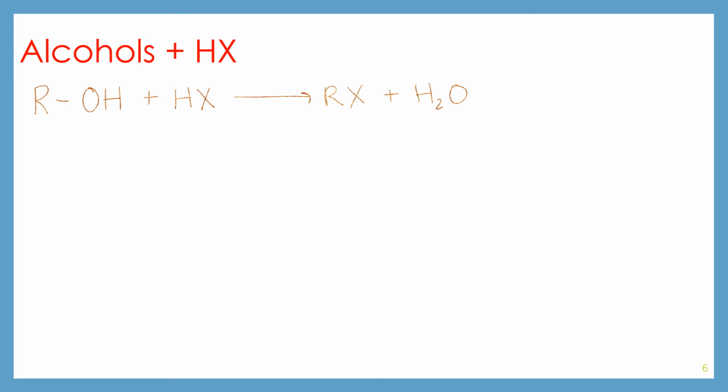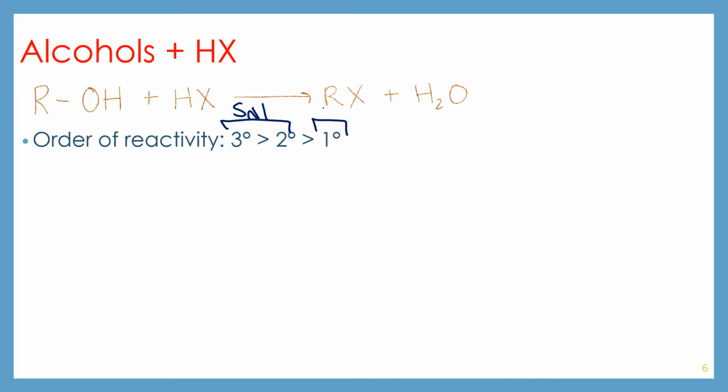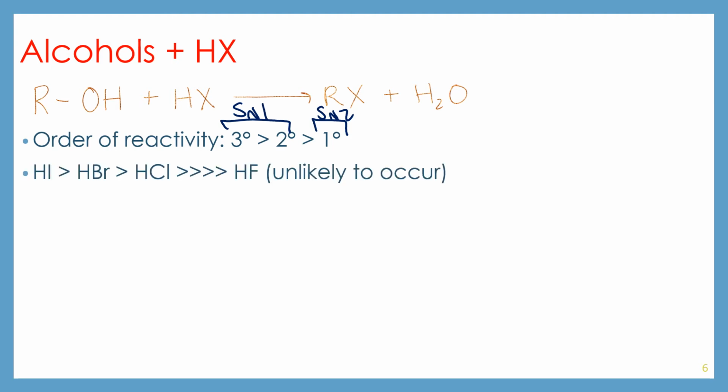So again, you can react an alcohol with an acid halide to get an alkyl halide and water. The order of reactivity is equivalent to the order of reactivity for SN1 chemistry. If you do this with a tertiary or secondary alcohol, it will be SN1. If you do it with a primary alcohol, it's going to be SN2. You're going to create a good leaving group, and then the halide will come in and bump it out. As far as acid halides that this works with, hydriodic acid, hydrobromic, hydrochloric will work really well. Hydriodic is going to be the most reactive. It's also the most acidic. With HF, it's really unlikely to occur, so that's not a reaction you're going to see very often.